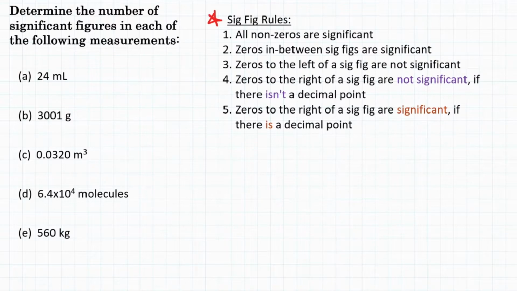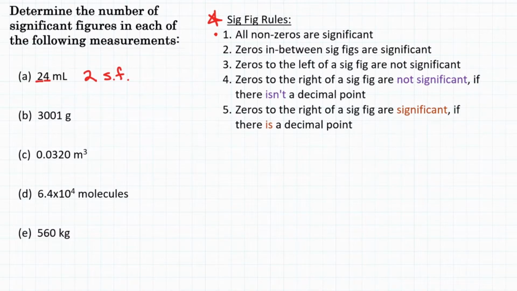All right, so for question A, we have the measurement 24 milliliters. So how many significant figures are in 24 milliliters? Well, looking at rule number 1, all non-zeros are significant. So we have a 2 and we have a 4, both digits being not 0. So both of those would be significant. So for A, we would have 2 sig figs.